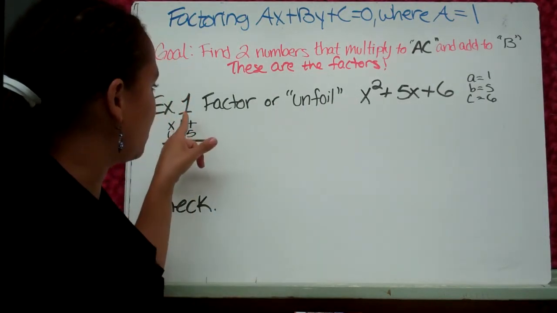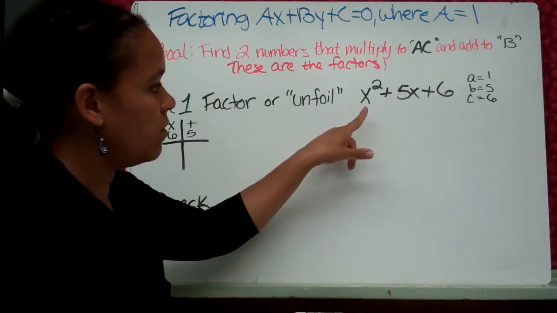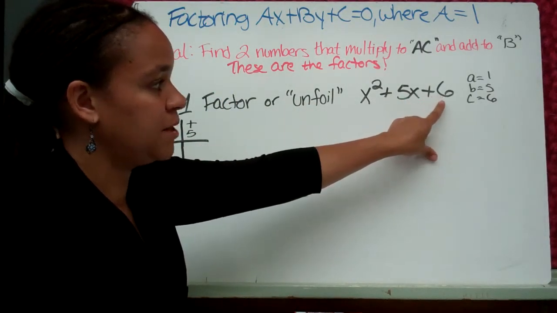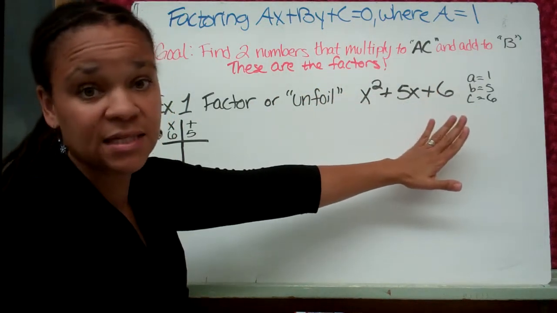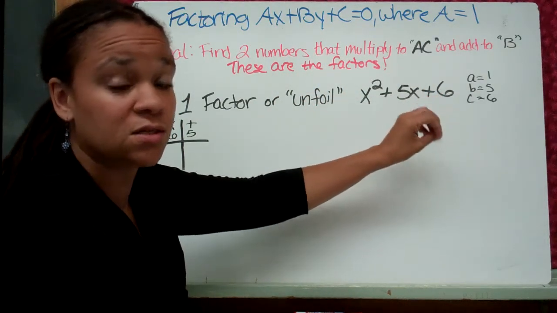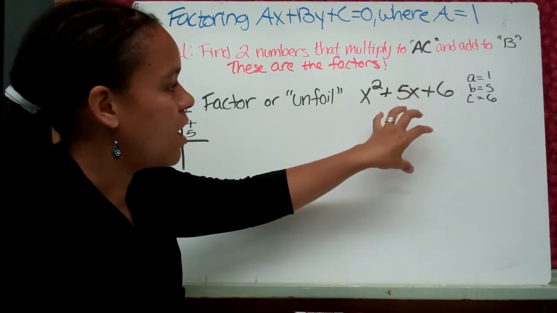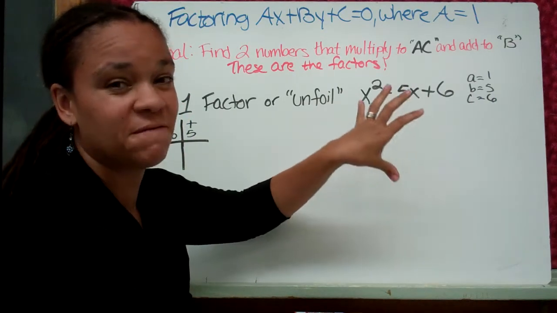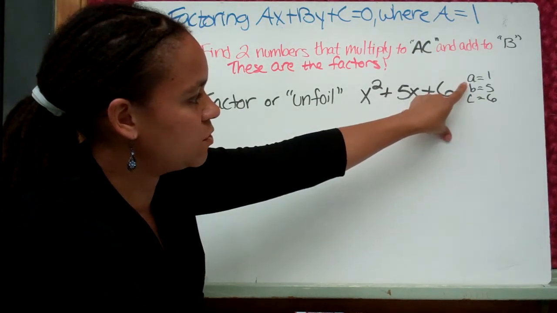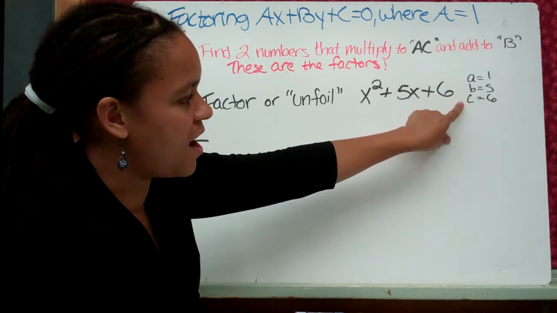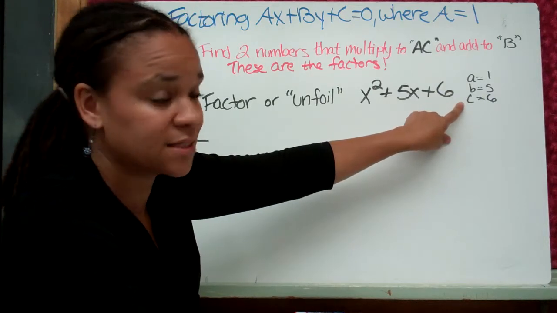So for our first example, factor or unfoil x squared plus 5x plus 6. Well, here if we look at this, it's not set equal to 0. That's okay. We're going to solve those later, after we factor them. Today we're just going to be factoring these. So a is equal to 1, b is equal to 5, and c is equal to 6.